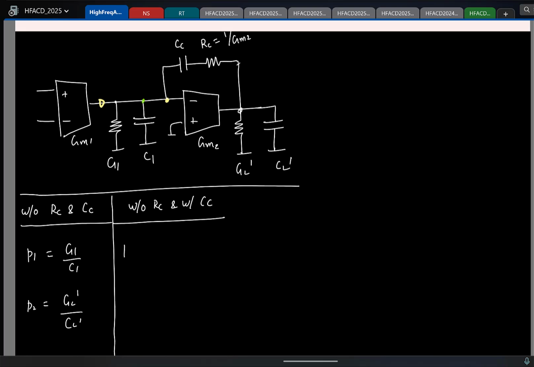In this case, how many poles were there? 2 poles and one RHP 0. Quickly tell me the low frequency pole. What is the low frequency pole here when I don't have RC? G1 by, let's say C1 is smaller, CC times GM2 by GL prime. Again, this is assuming that this term is greater than 1, otherwise we have to take it exactly. And what is the high frequency pole?